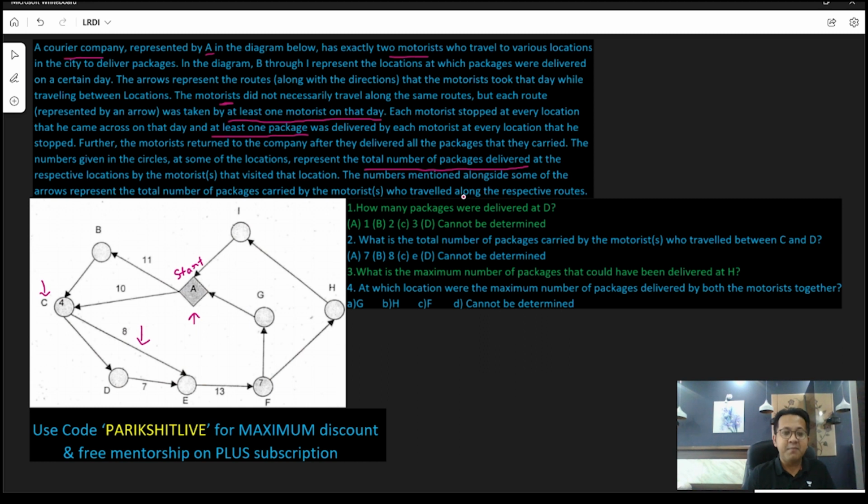The numbers mentioned alongside some of the arrows represent the total number of packages carried by the motorists who travel along the respective routes. So I think it's natural. The numbers along the arrows indicate the total number of packages carried by the motorists who travel along that route. So numbers along the lines, along the directions, represent the number of packages carried on that route, while the numbers in the circle represent the total number of packages delivered at that location.